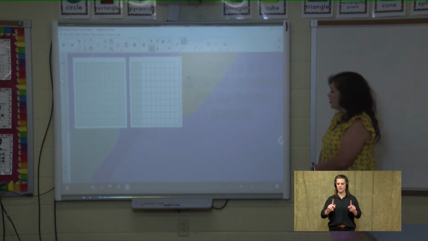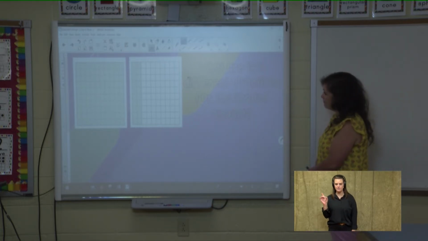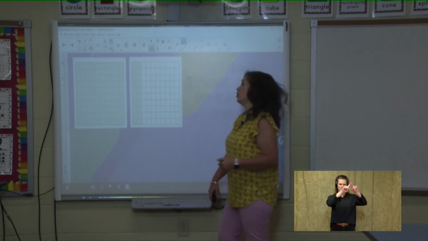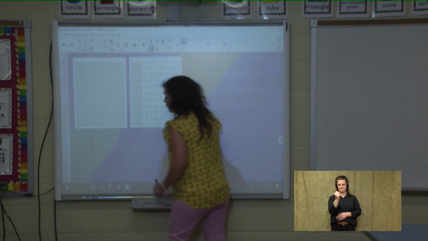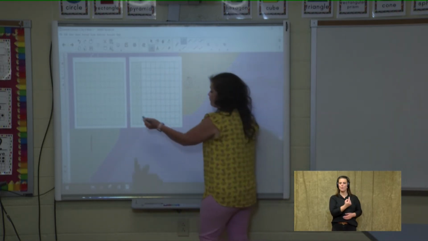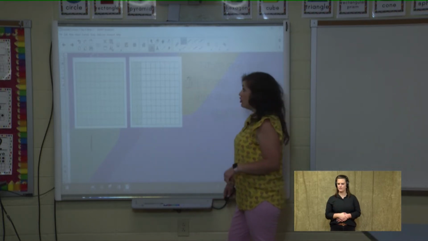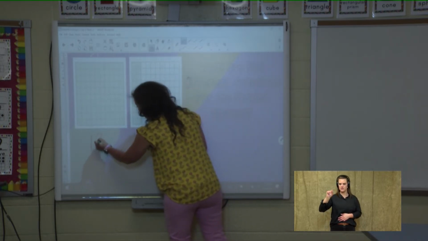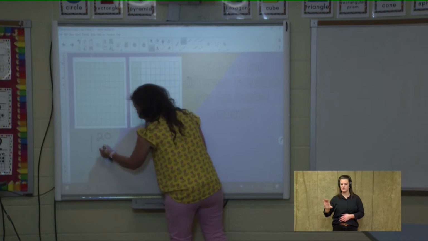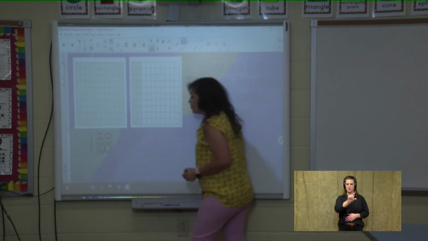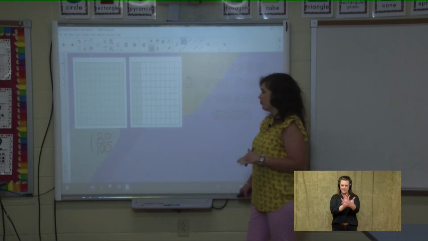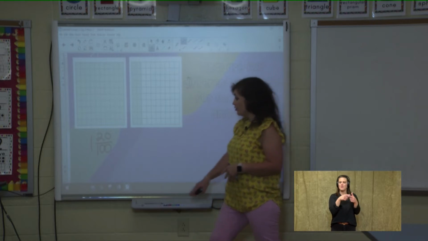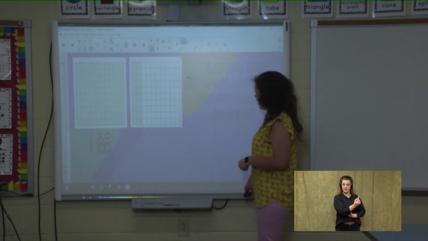All right, so let's look at these grids over here. What fraction do you see? Do we have a whole shaded? We sure do, so that means we have 1 whole. All right, what fraction is shaded in this grid? 2 tenths or 20 hundredths. So my mixed fraction would be 1 and 20 hundredths. Remember, a mixed fraction is when you have a whole number and a part of a number. So we have 1 and 20 hundredths.